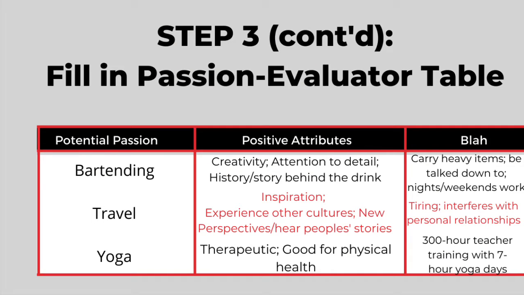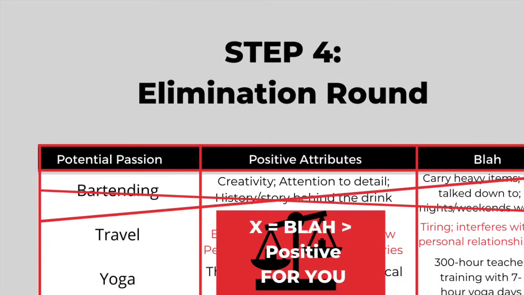As a quick refresher for anyone who missed the previous video, you begin the process by filling out a 3-column table. In the first column, you list potential passions, such as hobbies or interests. In the second column, you list the positive attributes or qualities that most draw you to the activity. In the third column, you list the blah or unpleasant things that would be required of you if you pursued that potential passion as a career. Where column 3 outweighs column 2 for you, the potential passion is not a passion.